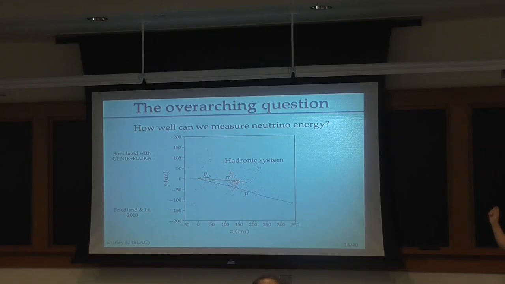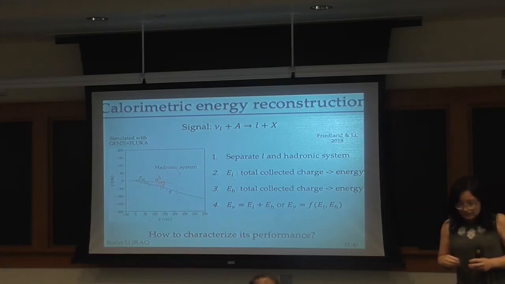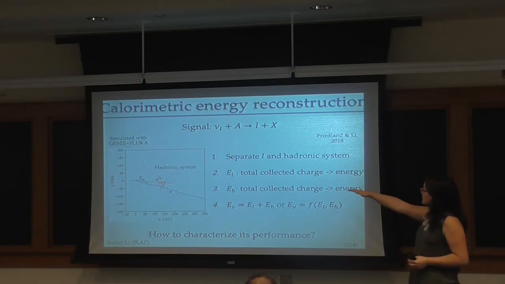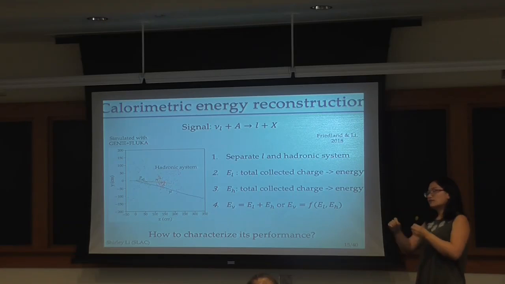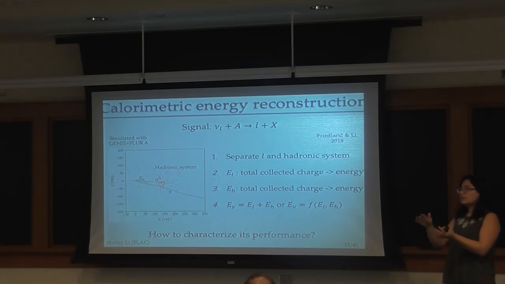And how would you reconstruct its energy? Well, the official method works as follows. Because it's a neutrino charged current interaction, you always get a lepton, that's either a muon or electron. It's easy to identify. In this case, it's a muon. You first identify it, and then you find all the charge associated with this muon track. And from simulation mapping, that tells you the energy of this muon.